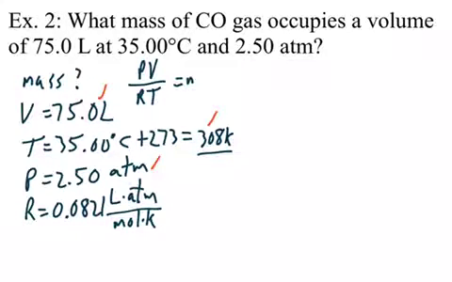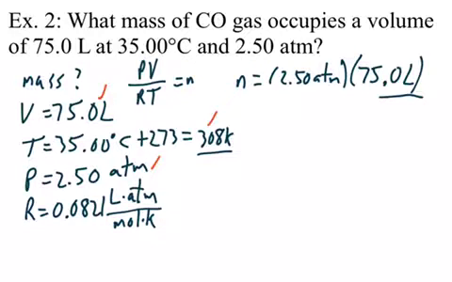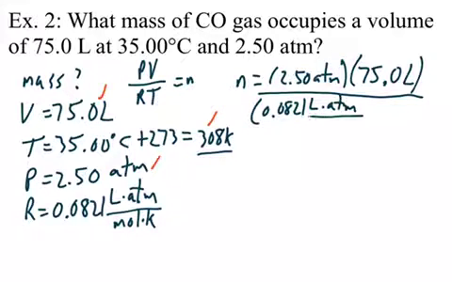So let's plug that information in and let's solve for moles. So we're going to get the pressure on top, 2.50 ATMs. We're going to get 75 liters. And then let's put R down here, 0.0821 liter atmospheres over mole Kelvin. And then our temperature we said was 308.